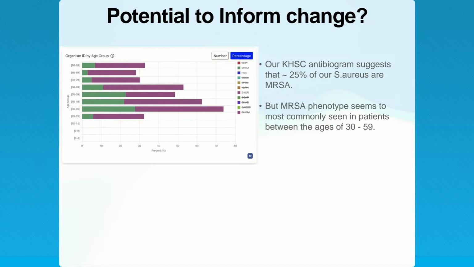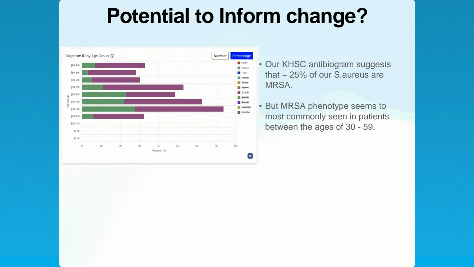So we looked at multi-drug resistant Staph aureus. So we looked at methicillin resistant Staph aureus. Our antibiogram suggests that 25% of individuals that have a Staph aureus, that Staph aureus is going to be an MRSA. And we thought, wow, that's really high. Let's look at the data. And so we went back and looked at multiple years worth of data.